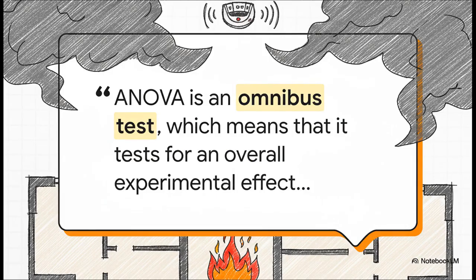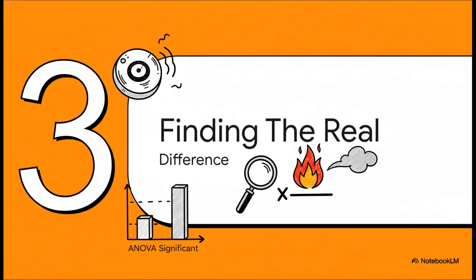But, and this is a big but, you have to remember that ANOVA is what's called an omnibus test. I love this analogy. Think of it like a smoke alarm. When it goes off, it tells you there's a fire somewhere in the building. A significant difference exists, but it doesn't tell you which room is on fire. All right, so the alarm is blaring. Our ANOVA test came back significant. So what's our next move?